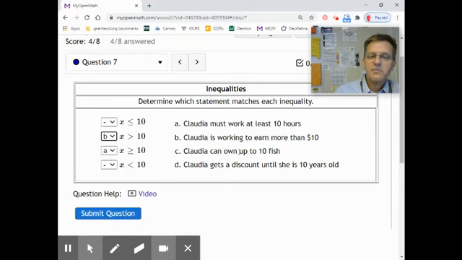Claudia can own up to 10 fish. That means she can have 10, she can have 9, she can have 8, she can have 2, she can have 0, but she can't have 11. And that's C.